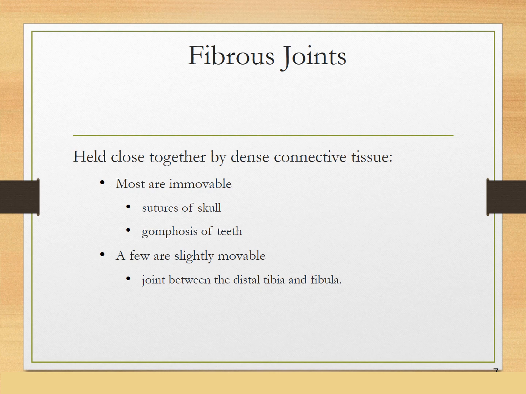Another example is gomphosis of the teeth. This is the connection of your teeth to the bony tooth socket. Some are slightly movable. An example of this is the joint between the distal tibia and fibula, and the same type of joint exists between the radius and ulna.